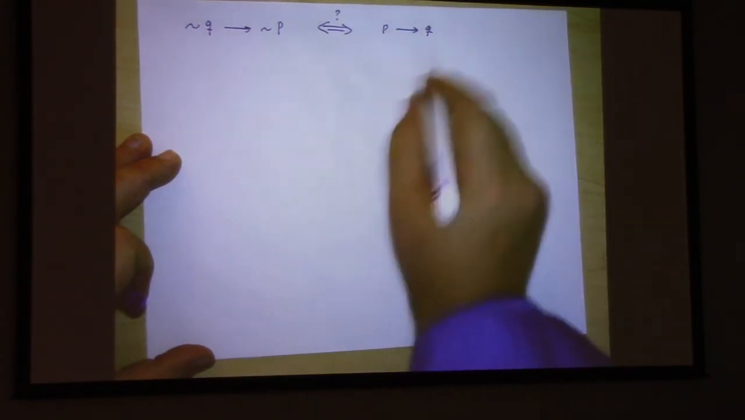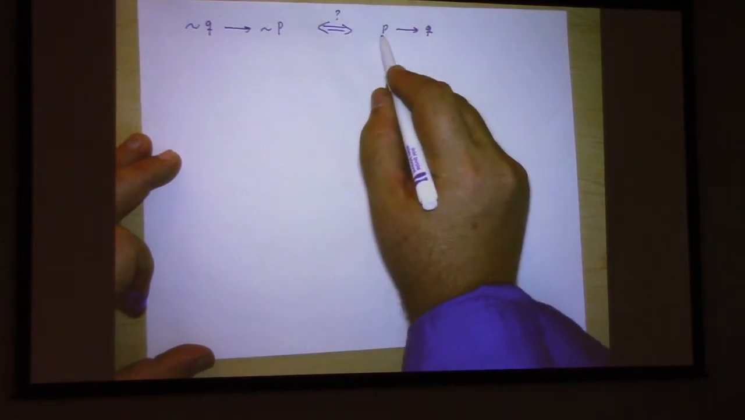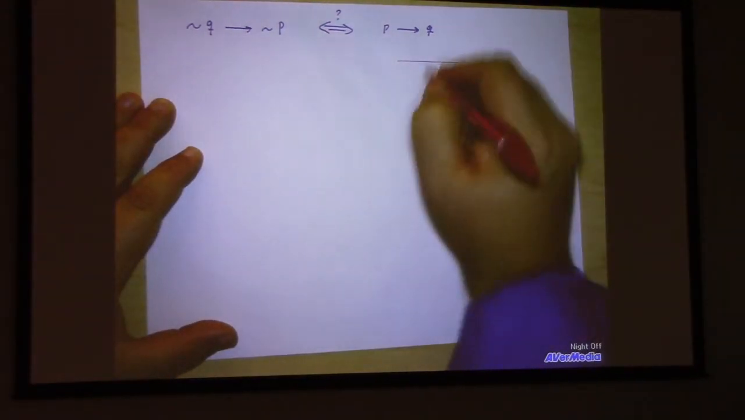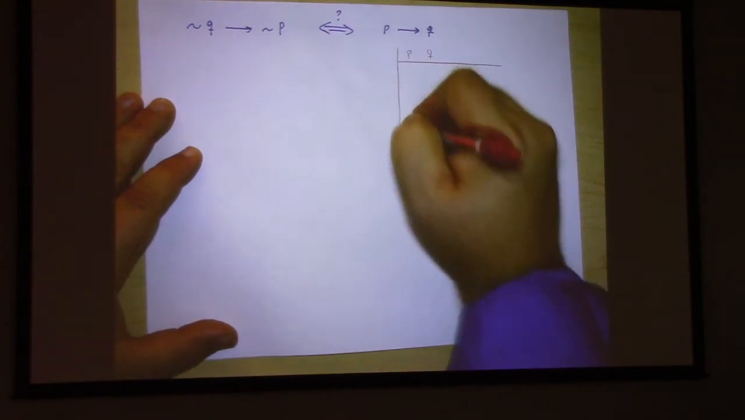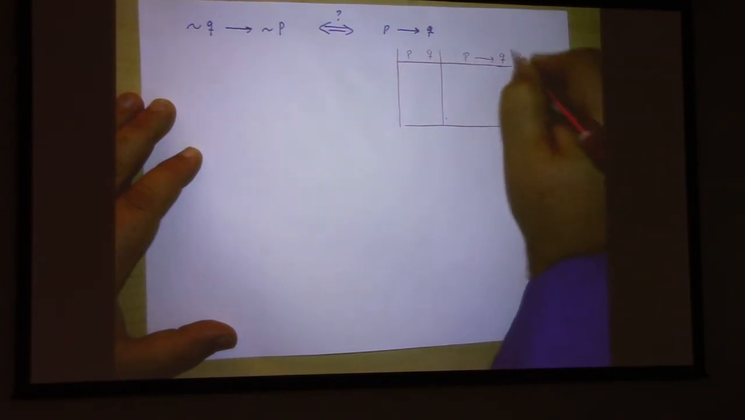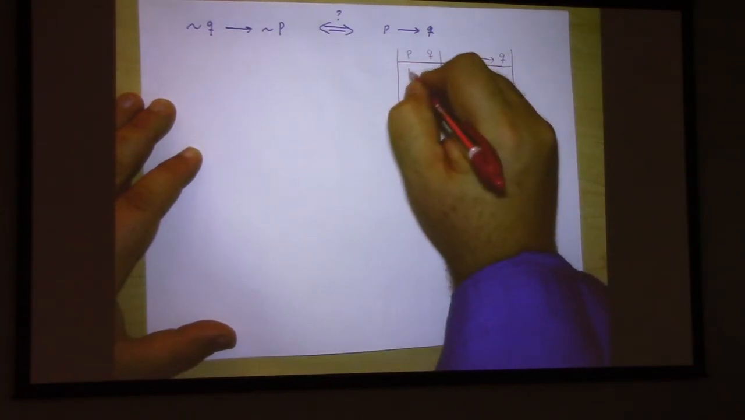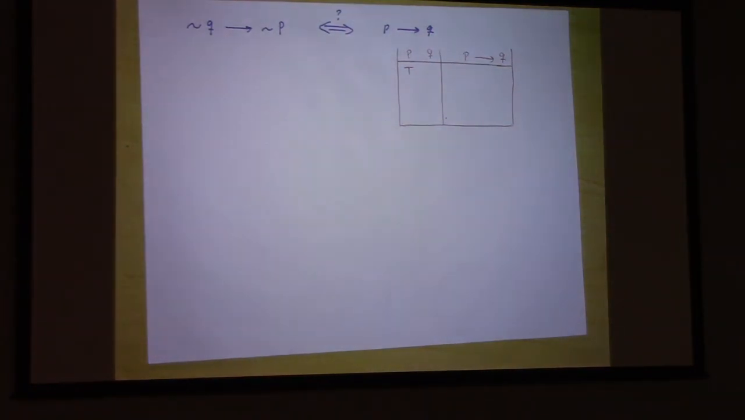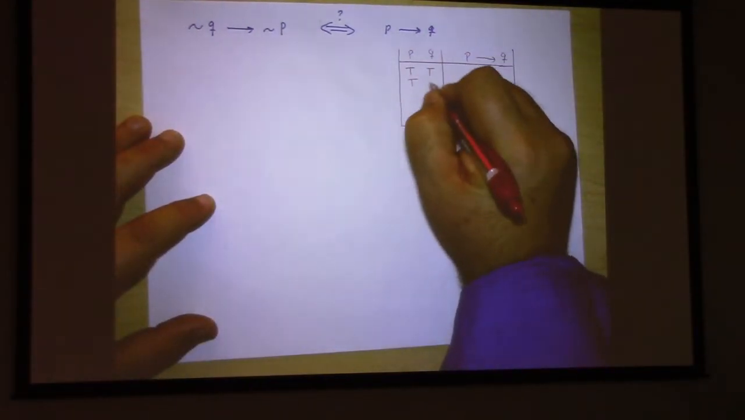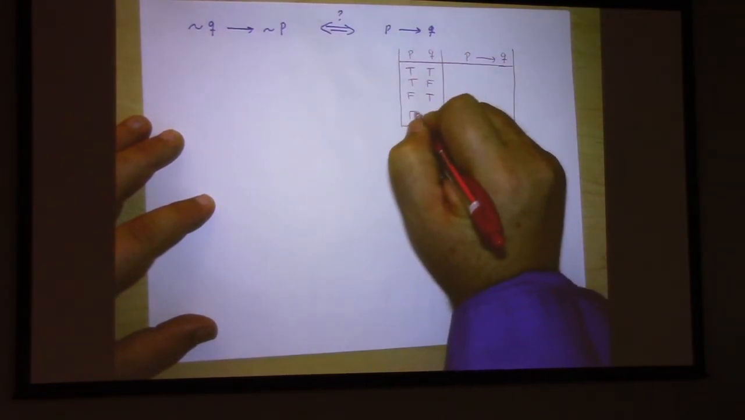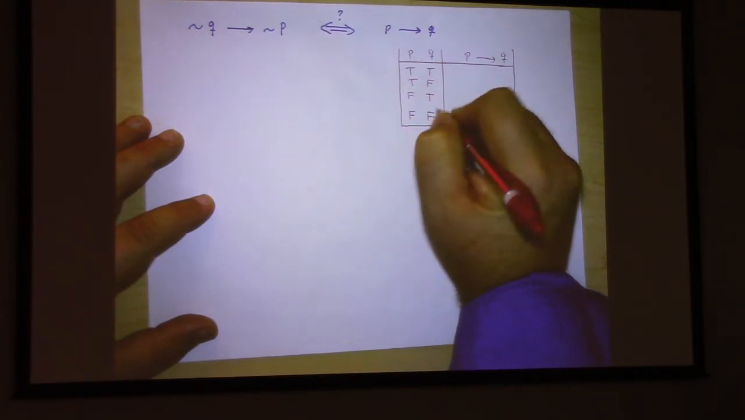All right, so I'll remind you of this one. The truth table for this was what? So here's P, here's Q. This was one of those slides I did earlier. Just a second here, I need to remind myself which order I put things in. True, true, true, false. True, true, true, false. False, true. False, false. Be careful when you're making two truth tables to compare to make your possibilities in the same order.